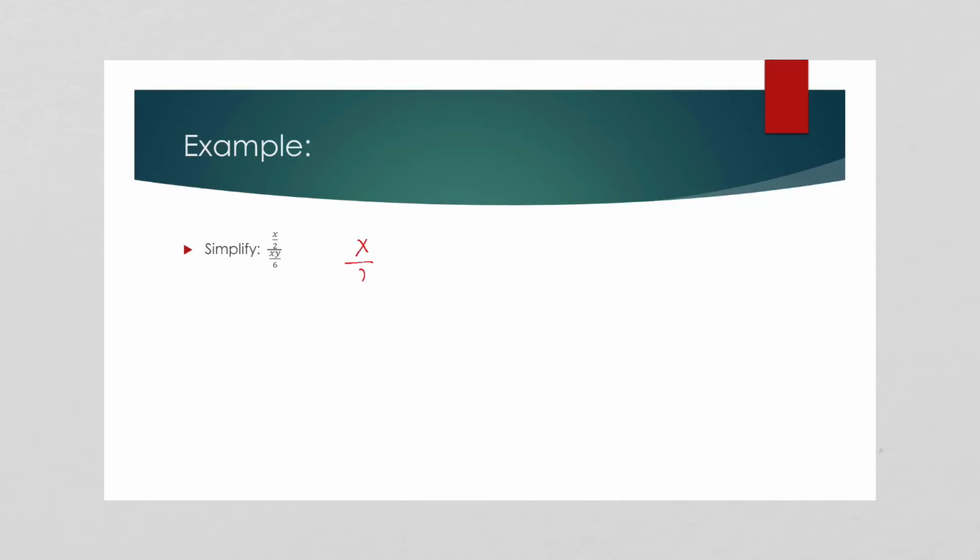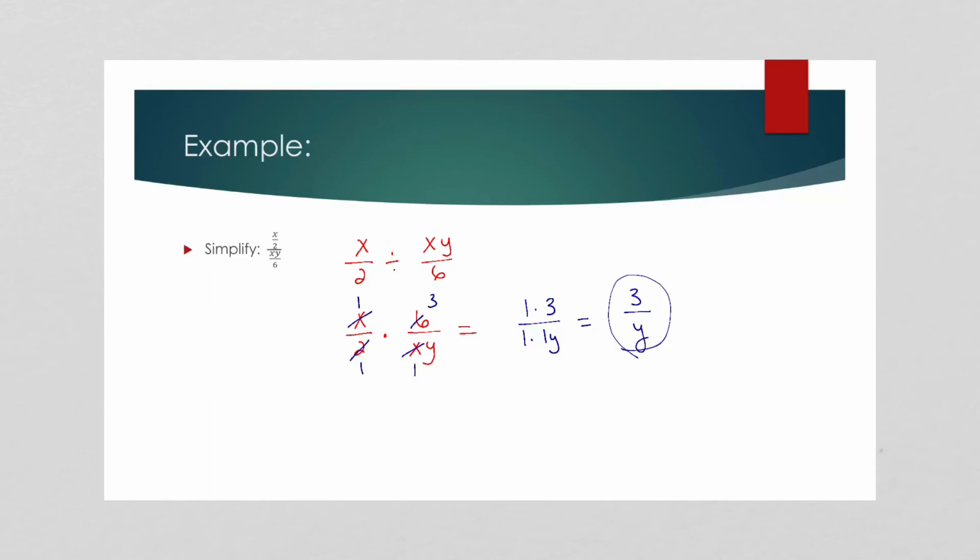You have x over 2 divided by xy over 6. Keep your first one, change your sign to multiplication, flip your second one. And what I want you guys to realize here is that because these x's are the same, those can get divided out. The 2 and the 6 can be reduced, and now you multiply straight across. And there's your final answer.